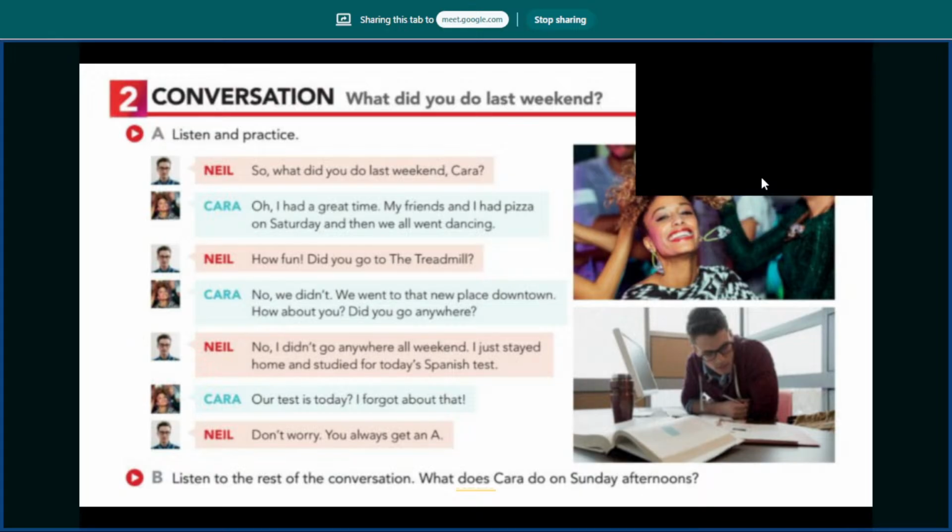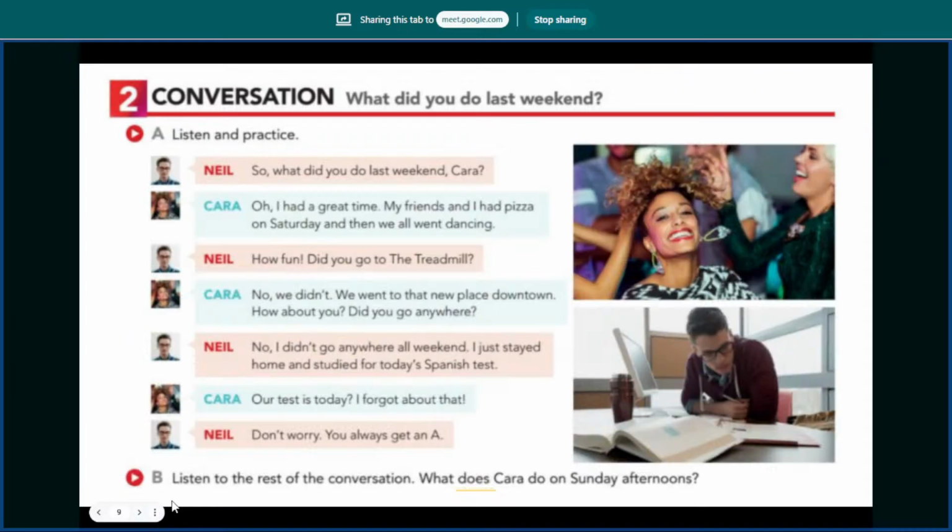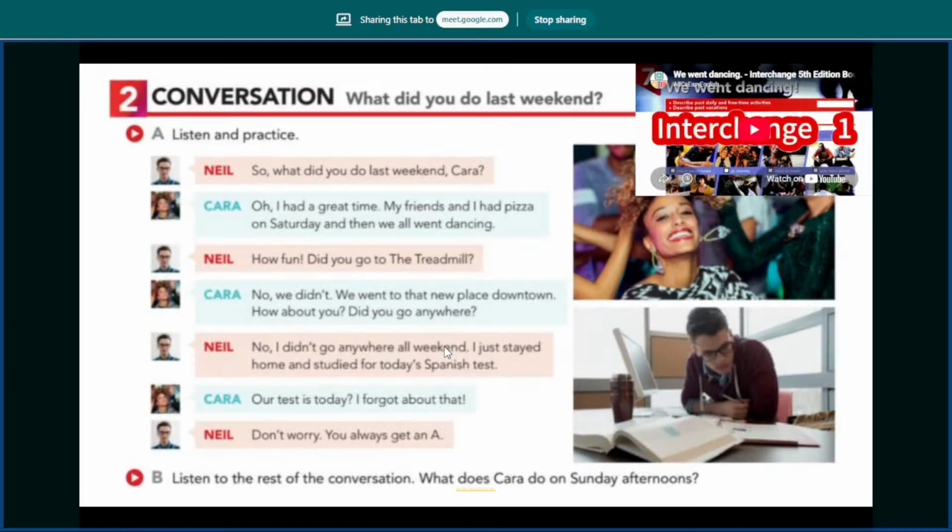Okay? Easy? Now we are going to listen to the second part of the conversation. Here you have to pay attention to the question: what does Kara do on Saturday afternoons? Again, focus on the tense. The tense being used for the question is simple present tense. So when you're answering, again you'll answer in simple present tense. Okay?